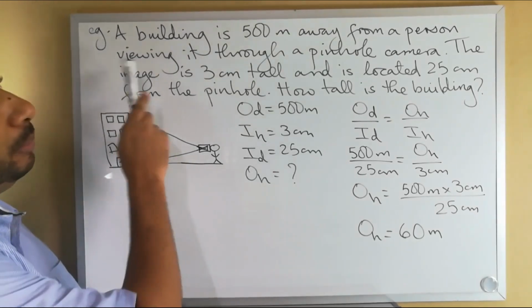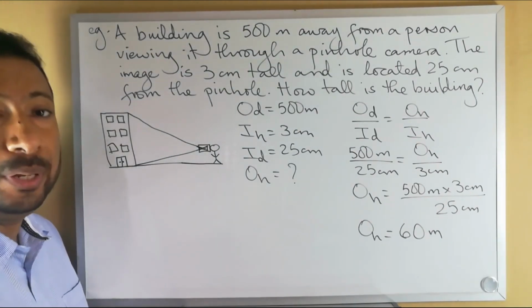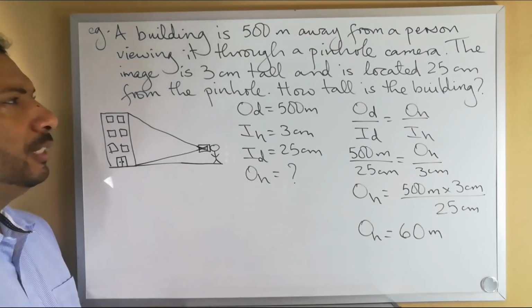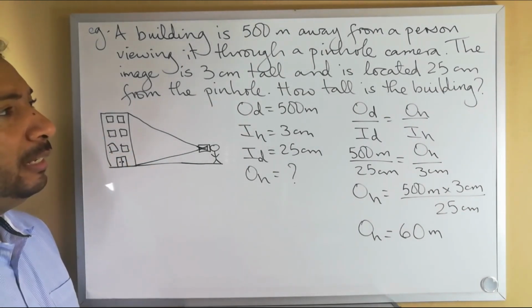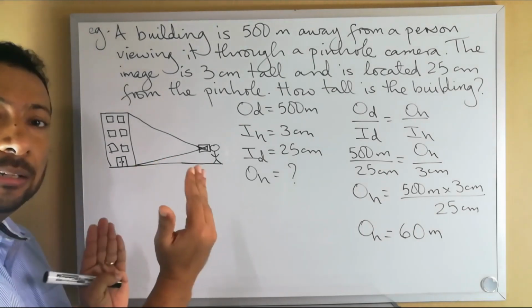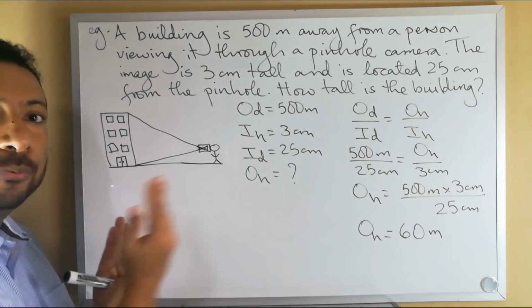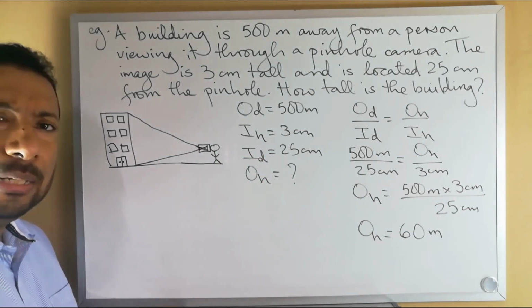So let's say we have a building that is 500 meters away from a person who is viewing it using a pinhole camera. The image is 3 centimeters tall when they measure it using their pinhole camera, and it is located 25 centimeters from the pinhole, which they know because they have made their pinhole camera with a length of 25 centimeters. So using this information, how tall is the building?